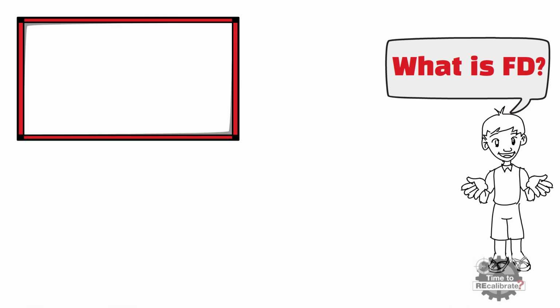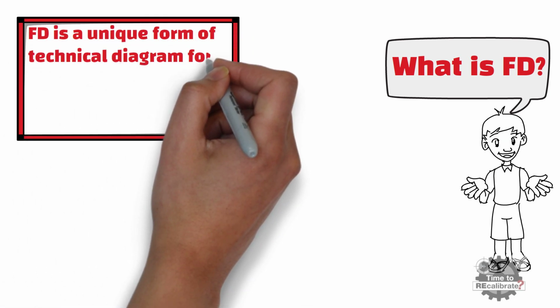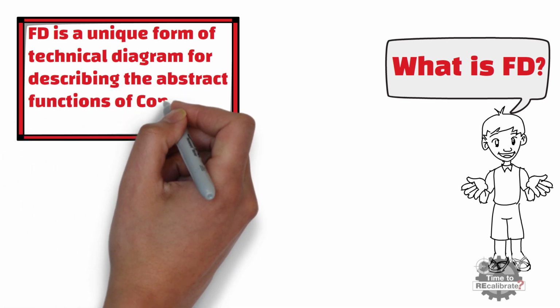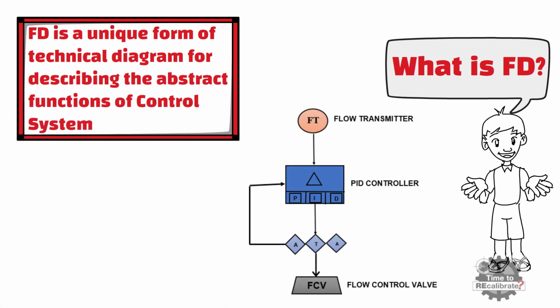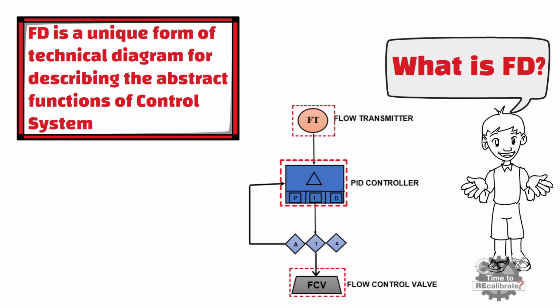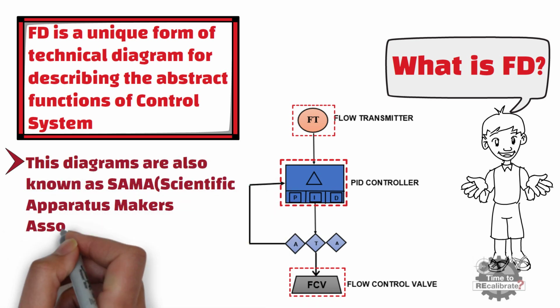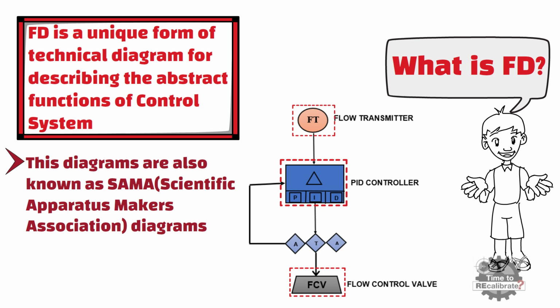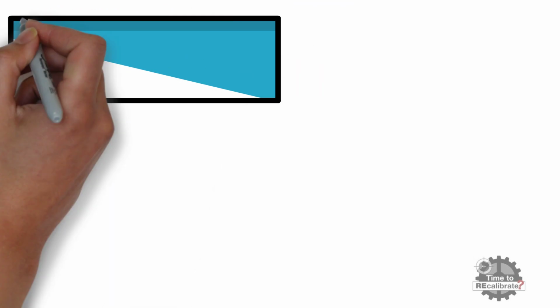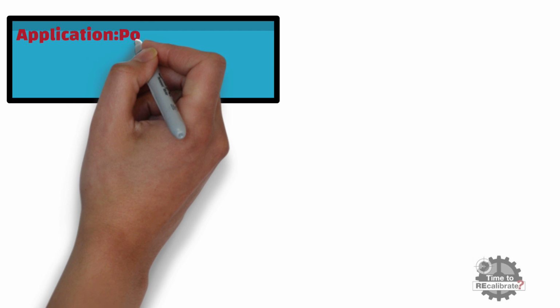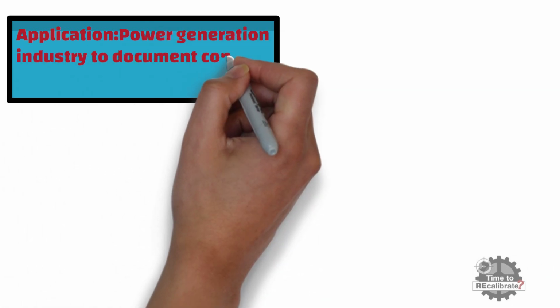A functional diagram is a unique form of technical diagram for describing abstract functions. It includes control systems such as PID controllers, and the different measurement elements such as transmitters, and also the final control elements. FD diagrams are also known as SAMA diagrams in honor of the organization responsible for their standardization. This type of document finds wide application in the power generation industry, to document control strategies.